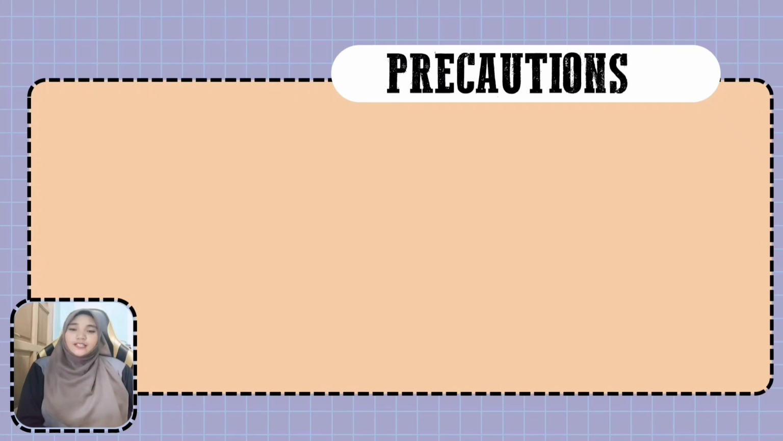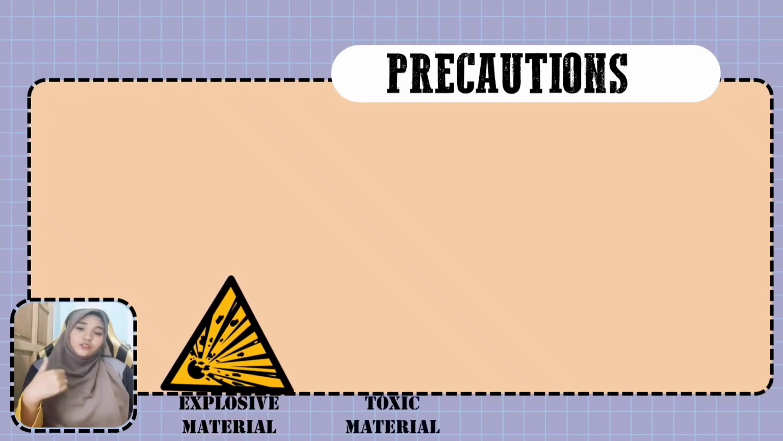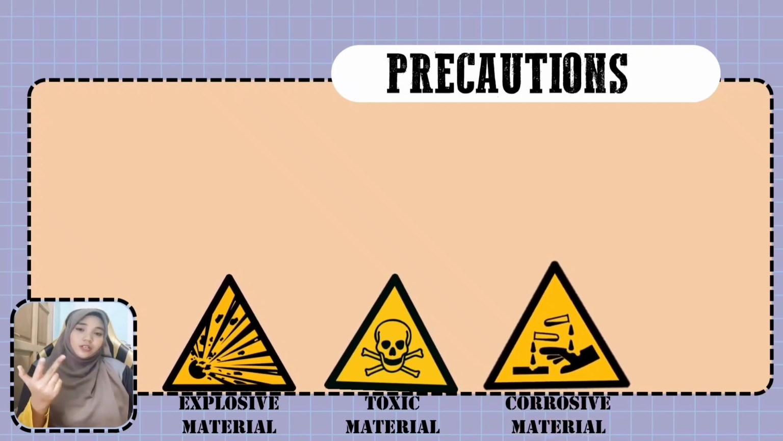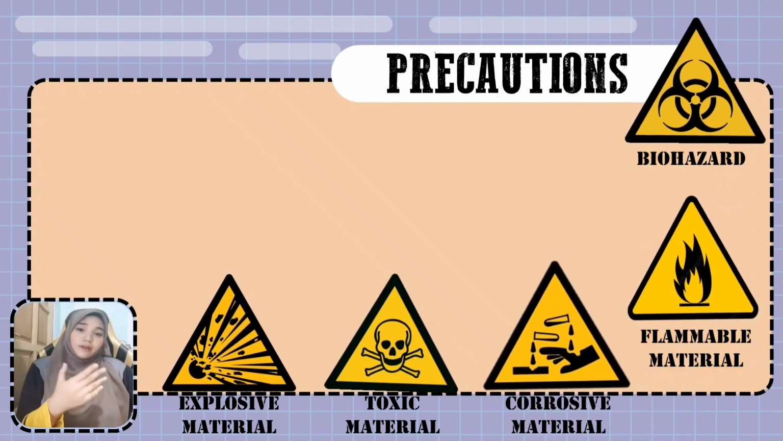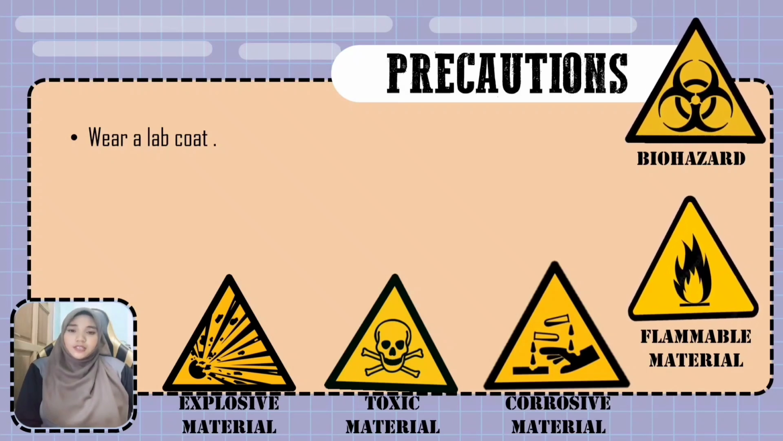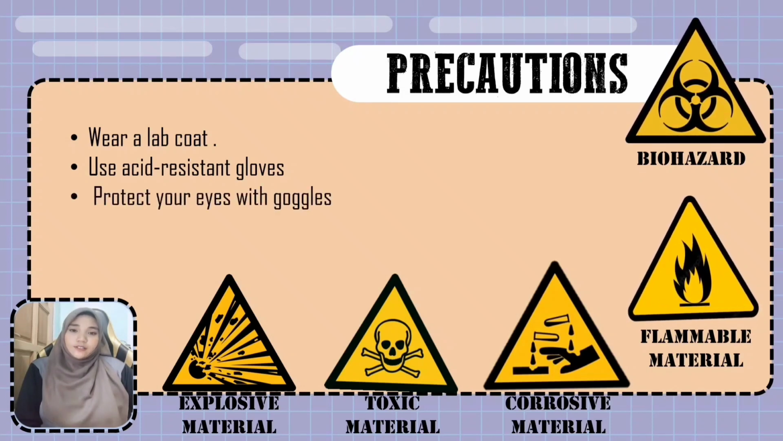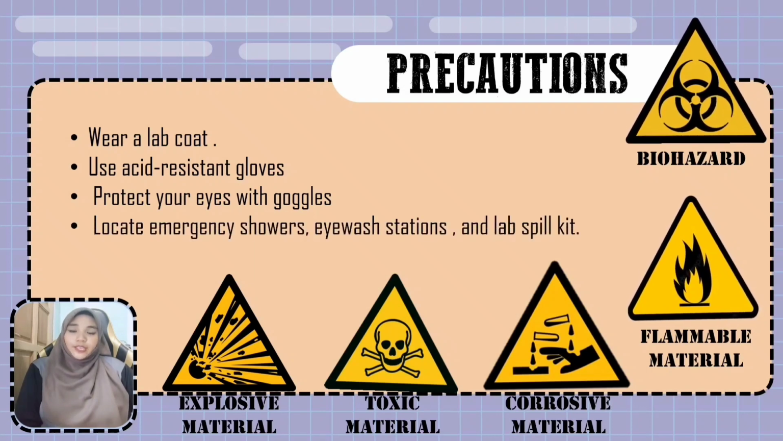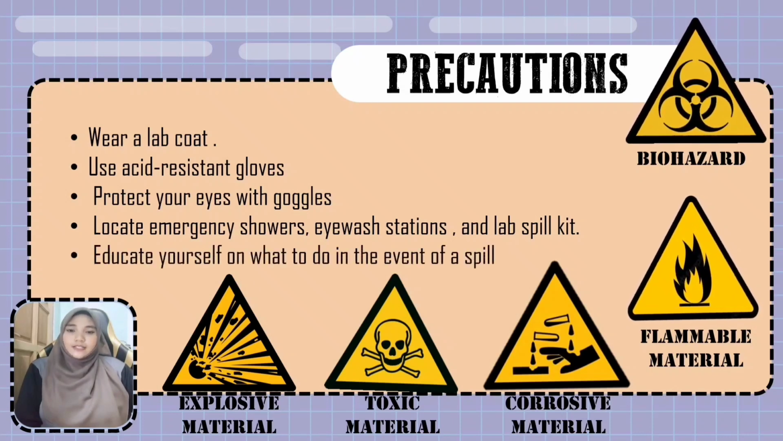We will go through the last subtopic here. You guys have to know that acid and alkali can be explosive, toxic, corrosive, flammable, and biohazard materials. So, you guys must wear your lab coat when you are handling acid and alkali. You have to use acid-resistant gloves and protect your eyes with goggles. You also have to locate the emergency shower, eye wash station, and lab spill kit. The last step is to educate yourself on what to do in the event of a spill.